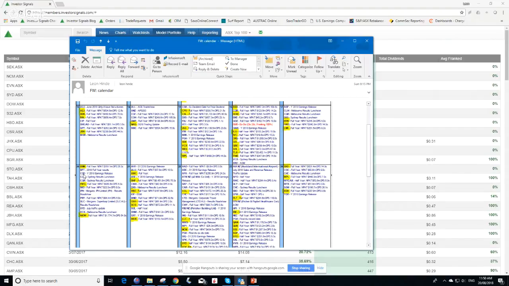Link better than expected. And then today we had Ansell, which was one on the high conviction short side, and that's disappointed. So the stock's off about 6-7%. So we'll have a look at that in a moment. Woolworths came in maybe just a fraction below expectations.